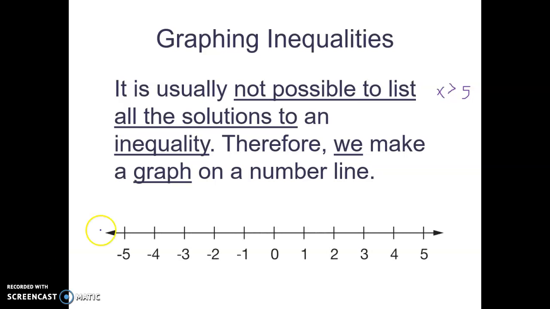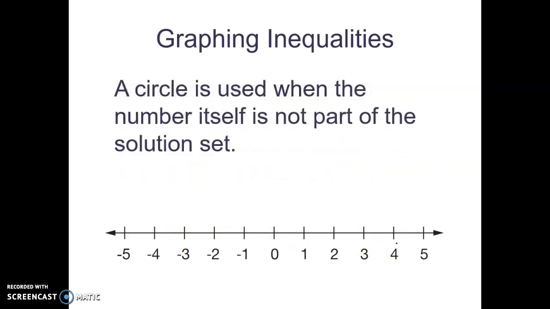Remember, a number line is written this way with 0 in the center, our origin in the center, negative numbers to the left and positive numbers to the right. When we're graphing an inequality, we're going to use an open circle when the number itself is not part of the solution set. It's open, it doesn't contain that number.